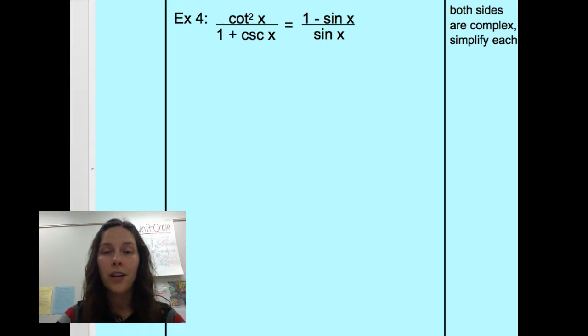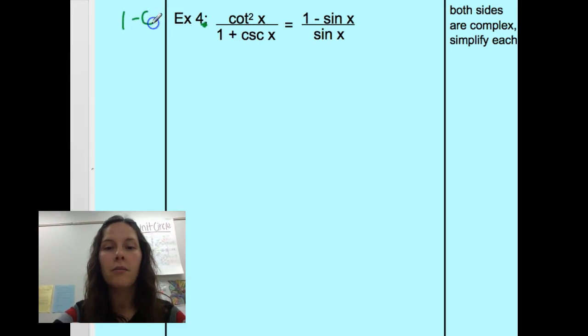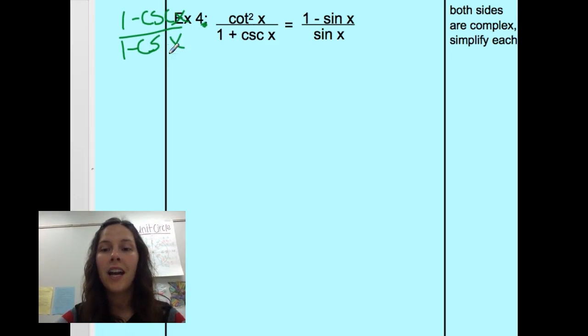All right, the last one, this time both sides of our equation are complicated, so we're going to simplify both sides at the same time. So I'm going to start with the left-hand side, and this is very similar to the last one. I'm going to multiply by the conjugate to get a single term in my denominator. So I'm going to multiply by 1 minus cosecant over 1 minus cosecant. On the right-hand side, I'm just going to do the butterfly method. I've already got this with a single term in the denominator, so I'm going to split it up.